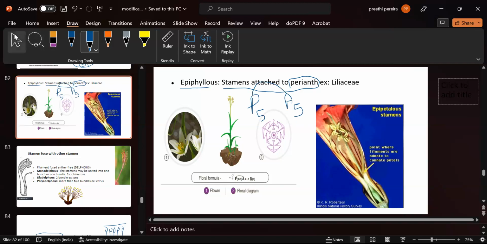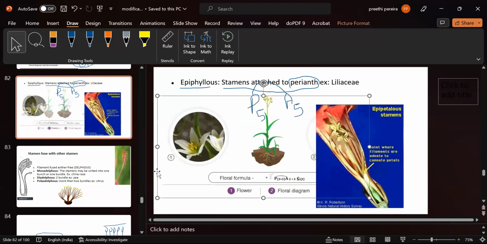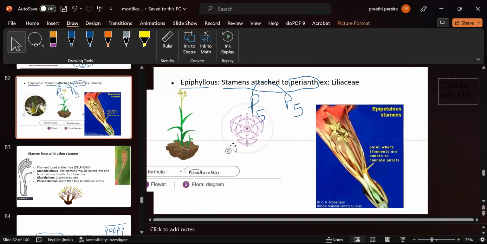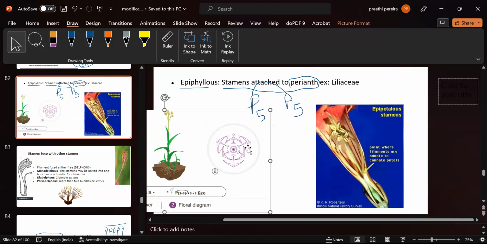And over here, in this floral diagram, you will show that the filament is attached to the tepals. Each filament is attached to the tepals. This is a diagram of Liliaceae. In Liliaceae, you will see the perianth is in 2 whorls. This outer whorl: 1, 2, 3. So, I will write 3. And this inner whorl: 1, 2, 3. 3 plus 3. Since everything has been fused, it is attached to each other.